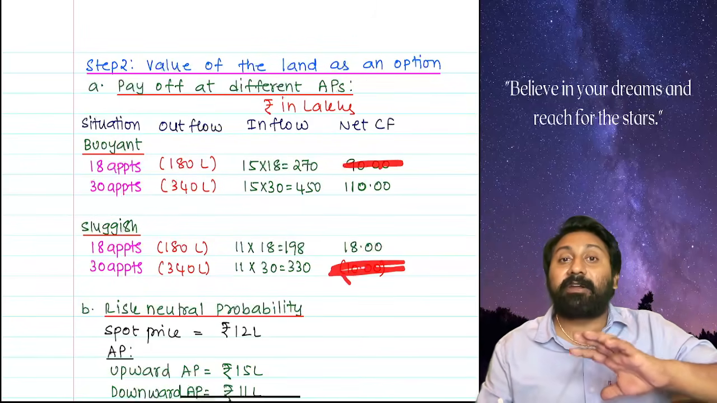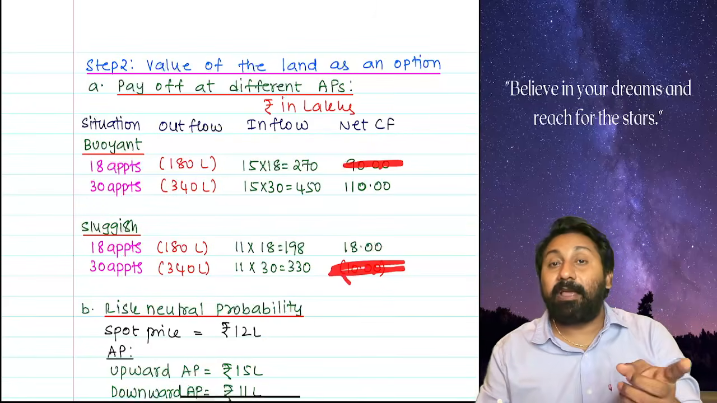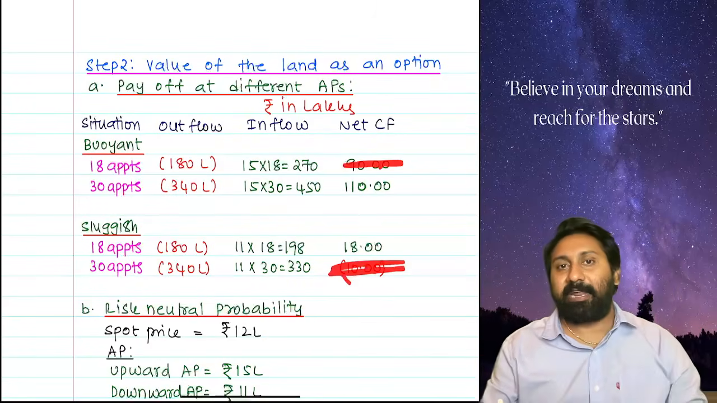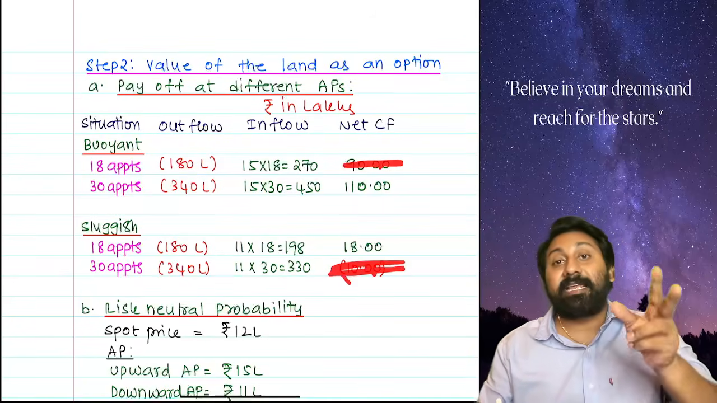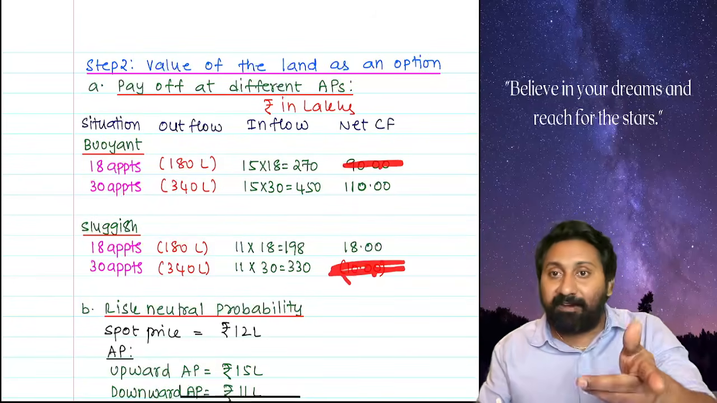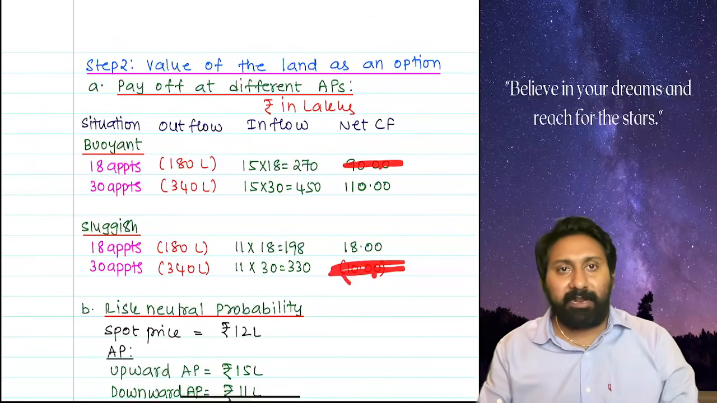That means land, you are treating it as an option. 340 is the cost, 450 is the income. Net land value is 110. Because of this land, you are constructing at 340, selling at 450. Net land value is 110. Value of the land is nothing but the net benefit you are getting out of the building sale.